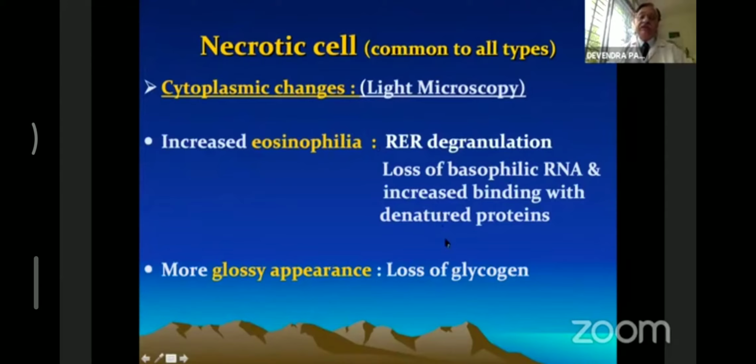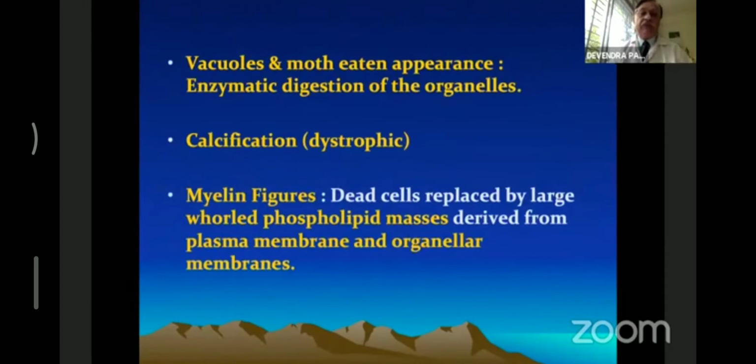The next one is increased binding with the denatured protein. The eosin binds with the denatured protein, more eosinophilia. Glossy appearance, shiny appearance, is because of loss of glycogen, which is used in the metabolism. Vacuoles and moth-eaten appearance in the cytoplasm, basically enzymatic digestion of the organelles. The lysosomes have burst open, and their contained enzymes have digested the organelles. Calcification, we know all the dead tissue attracts calcium, dystrophic calcification.